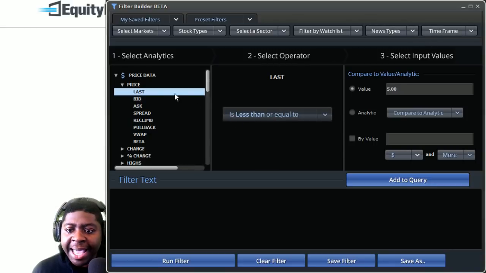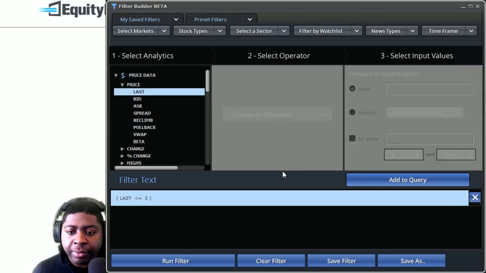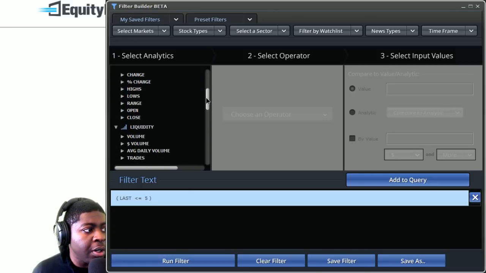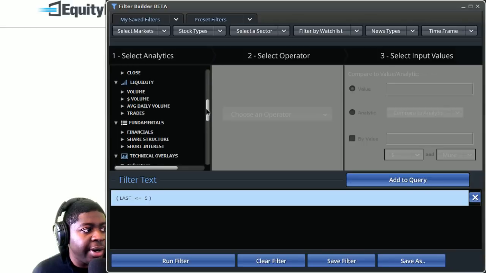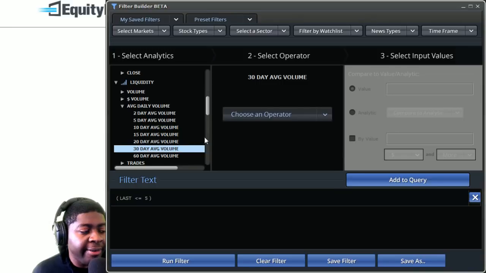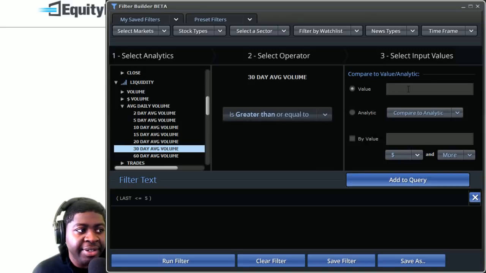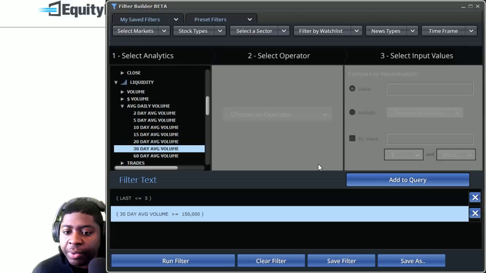So again, last is less than or equal to $5. We're going to add that in. Now we're going to go down here. We're at liquidity. That's very important. Average daily volume, 30-day average daily volume. And again, I only want greater than when it comes to the 30-day average, and I want it to be at least, let's say, 150,000. So a 30-day average of 150,000 added to my query.